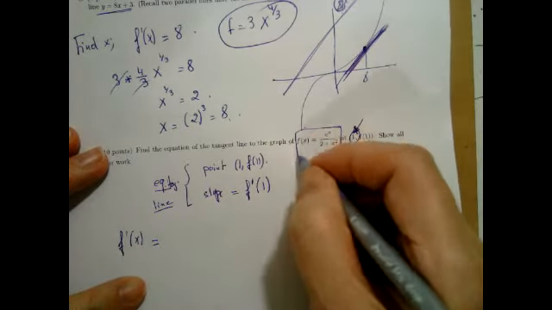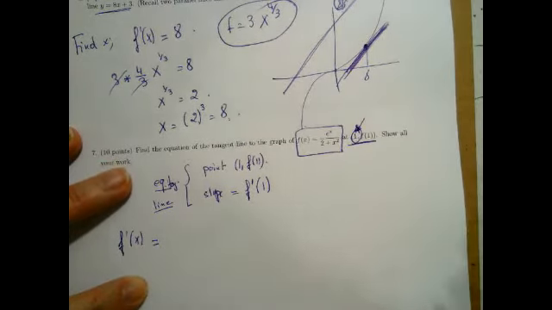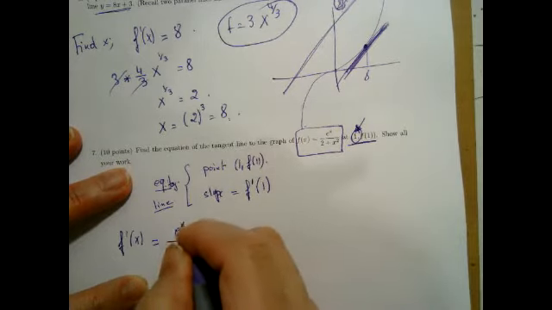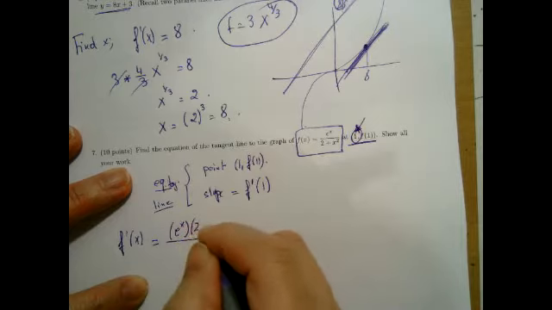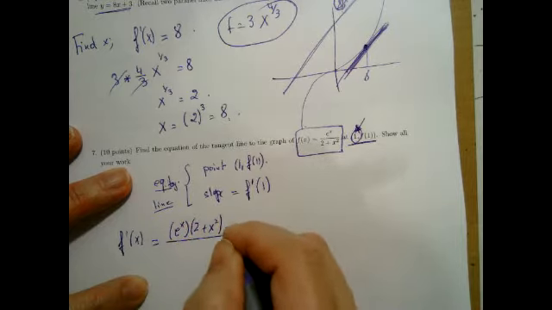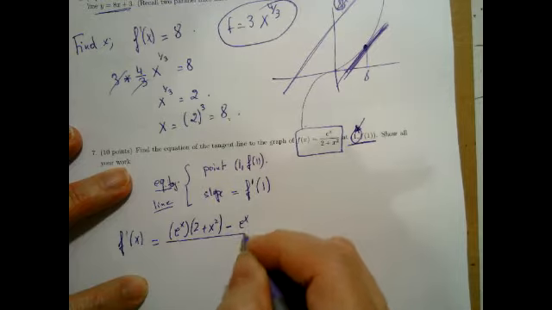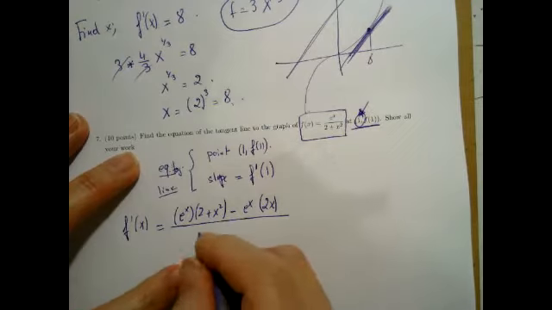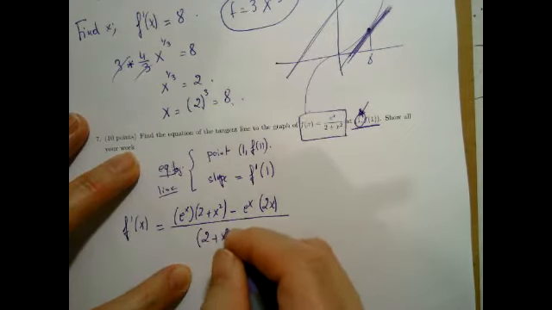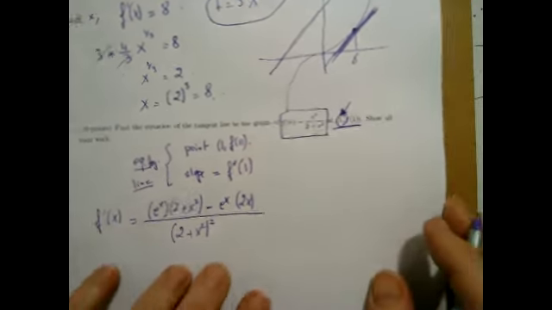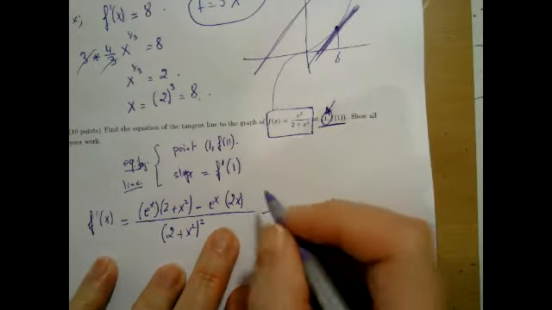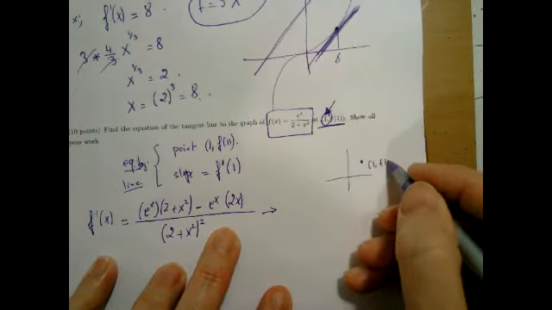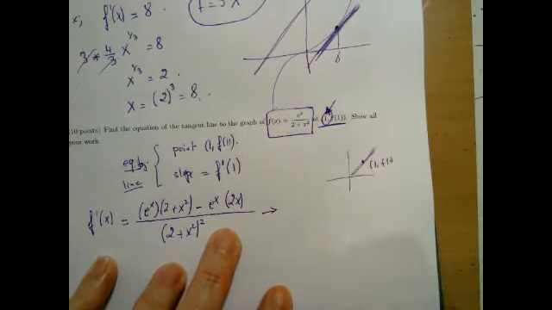So this is my function f. The derivative is nothing more. We're going to use the quotient rule. Derivative of the numerator times denominator minus the numerator times the derivative of the denominator, the whole thing divided by the denominator square. That's the derivative for any x. What I'm interested in is the derivative at the point 1, f of 1. That's the slope that I need.